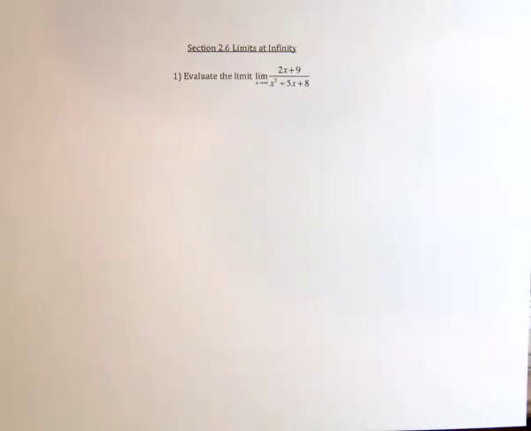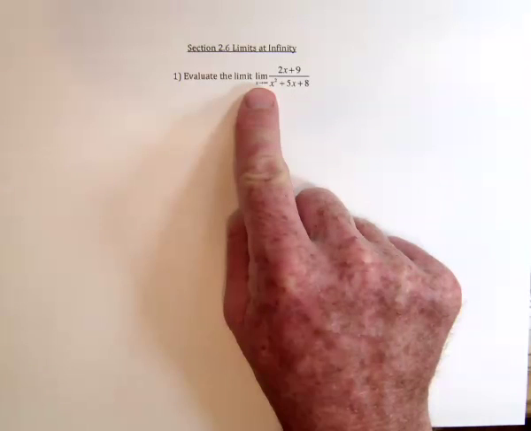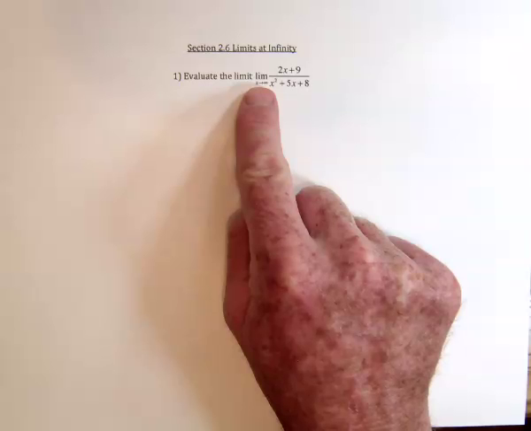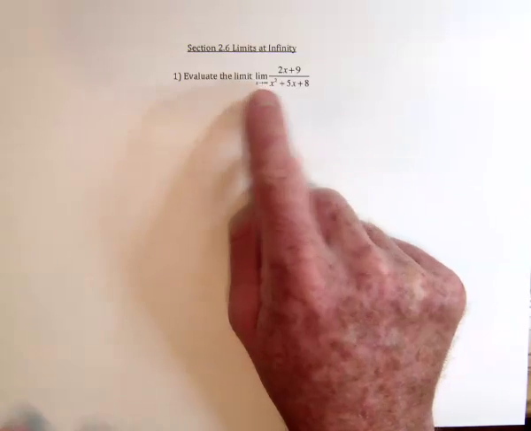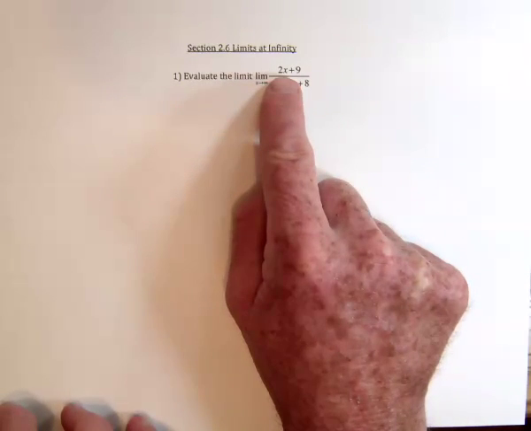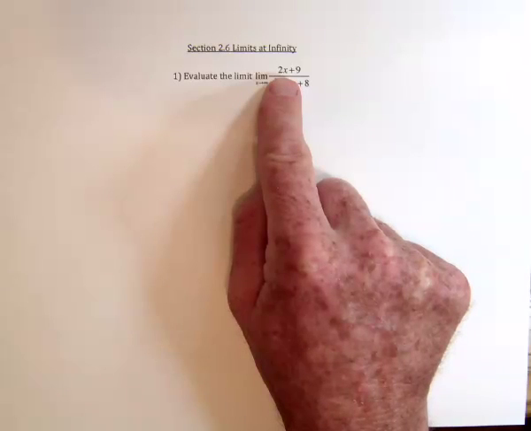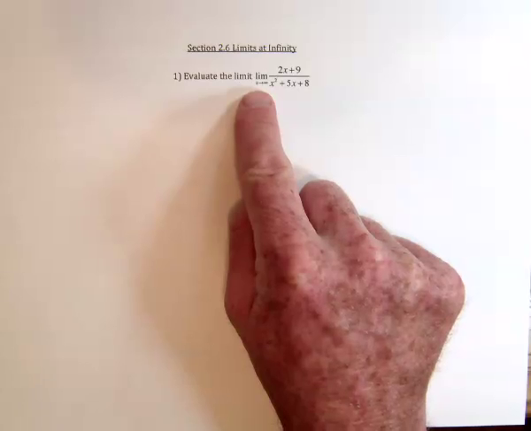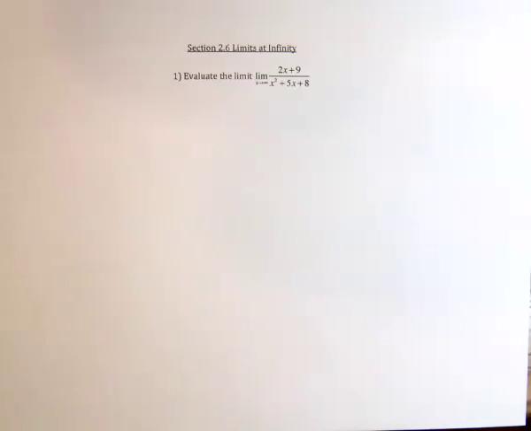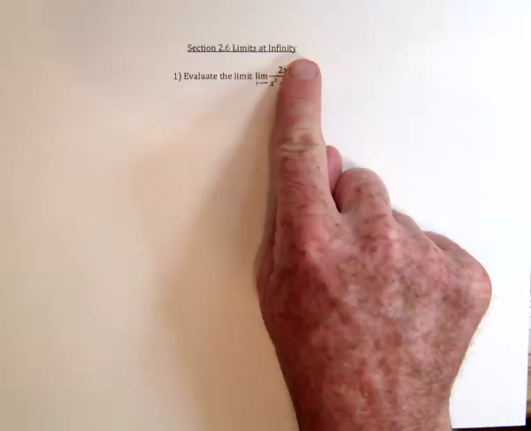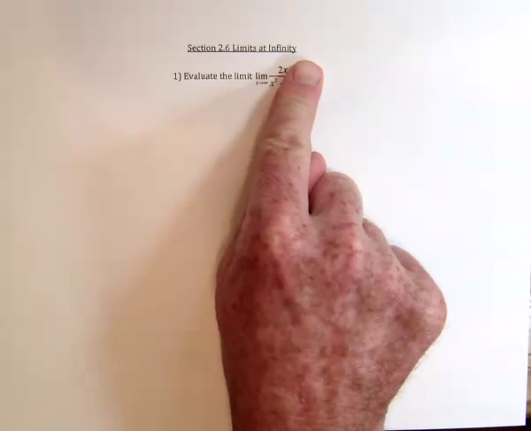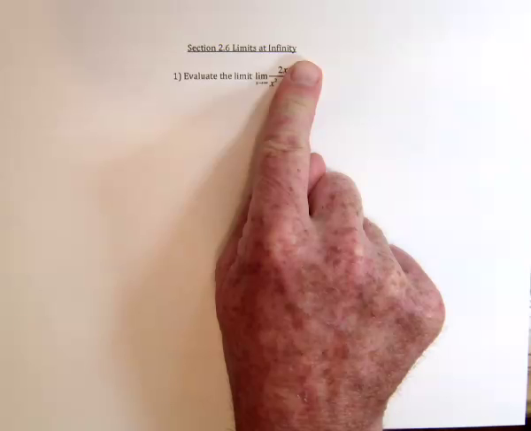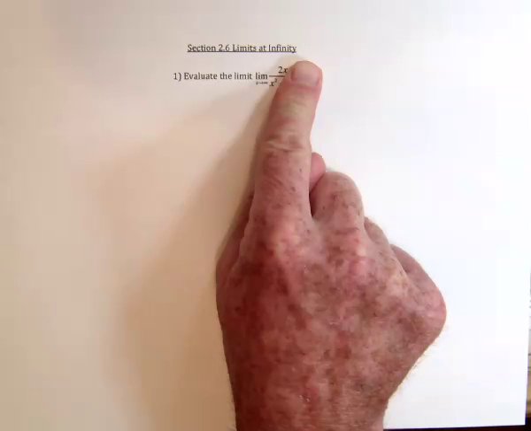Limits at infinity means that either the x is approaching positive or negative infinity, or the function itself is approaching positive or negative infinity. In this case, it's the x that's approaching infinity. When that happens, and the x is going to either positive or negative infinity, there's a couple of ways to approach this. My favorite is you really only need to compare the leading term for each polynomial.